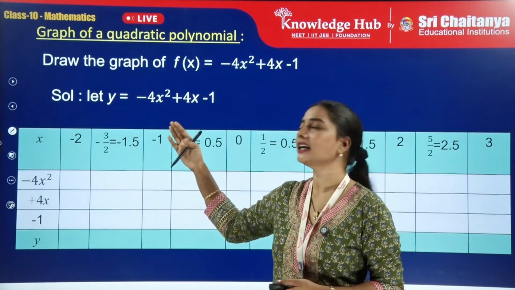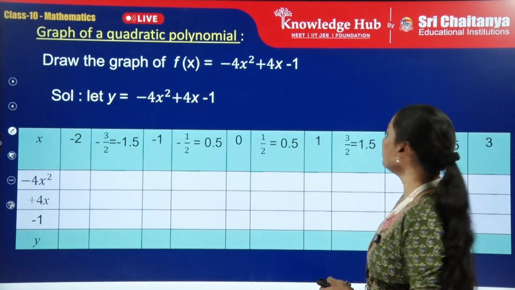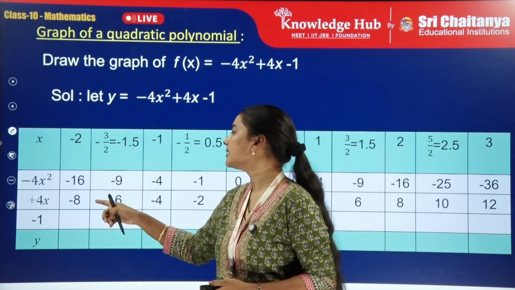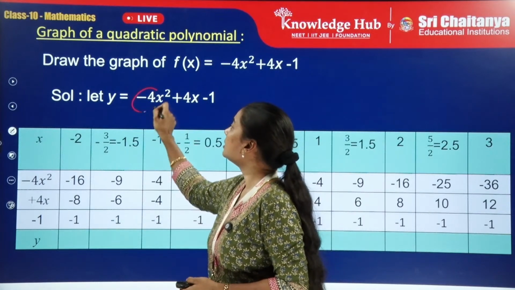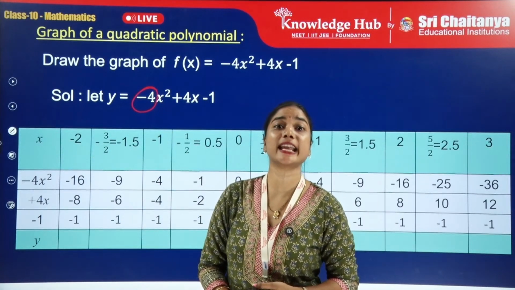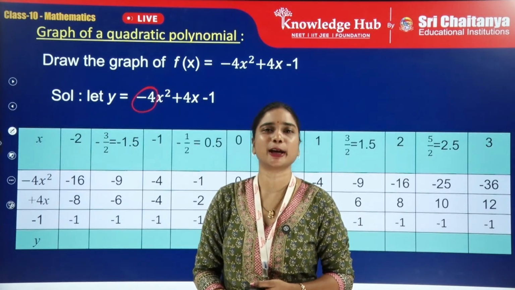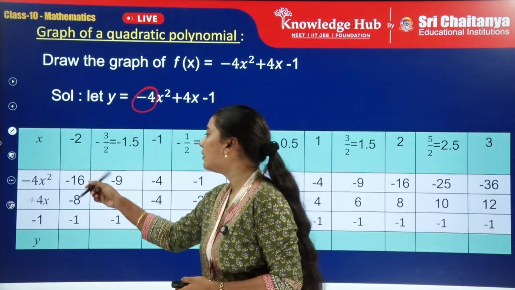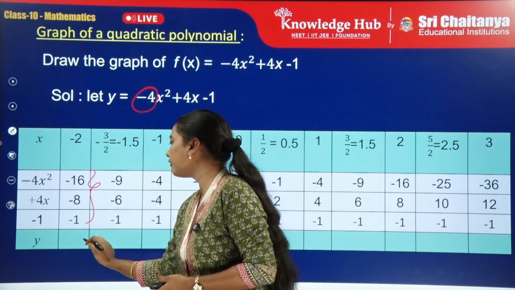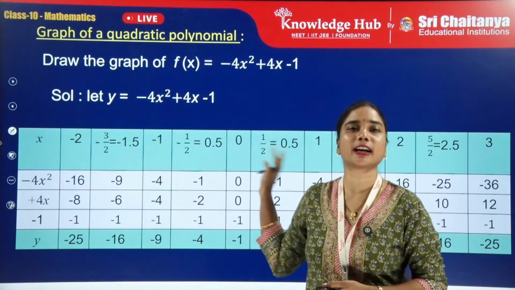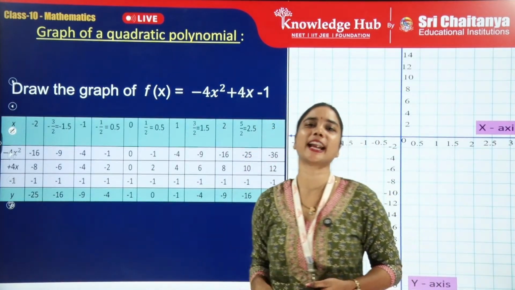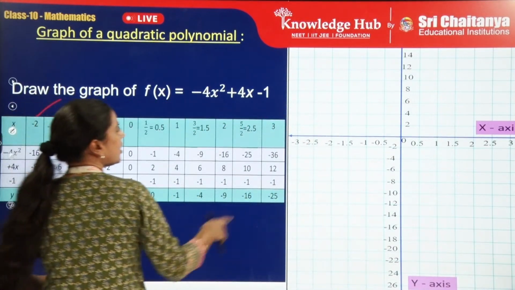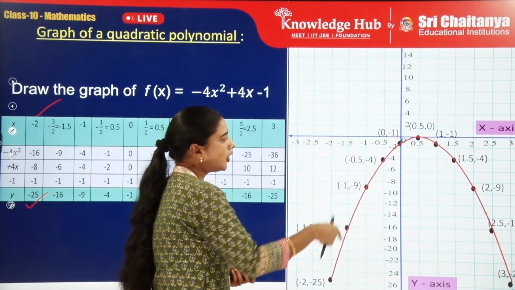Take one more example and find the values of x and y. So, for x, consider the values from minus 2 to plus 3. Find minus 4x square plus 4x minus 1. If you observe that the coefficient of x square is negative 4, which means the parabola opens towards the downward direction. Now add these three values to find y. And after completing the table, we have to plot the graph. So mark the points of x and y on the graph sheet. Now join all these points.